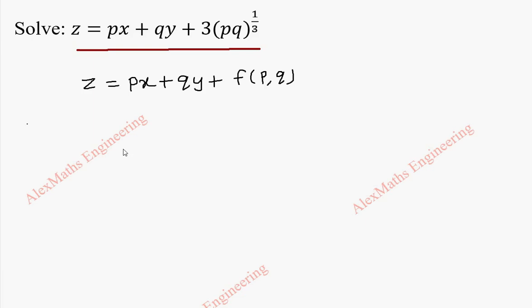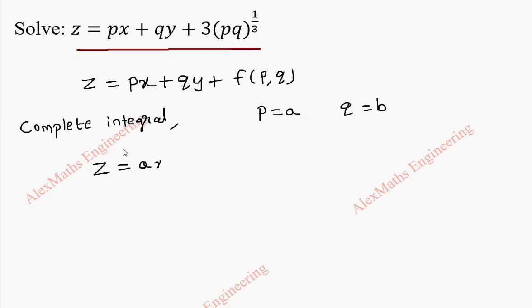So for this, the complete integral is got by taking p as a and q as b. So z equal to ax plus by plus (3ab) whole power 1 by 3. Let's keep this as first equation.